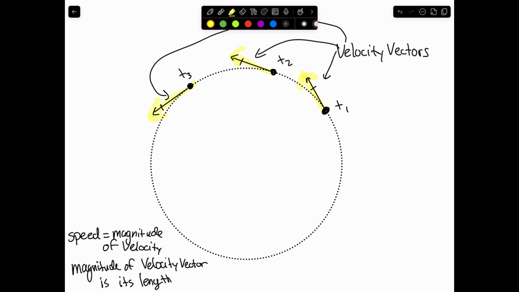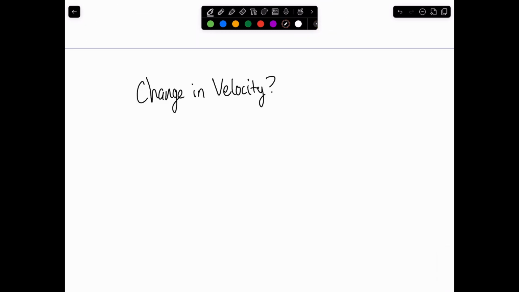Now, I've been saying a lot, oh, velocity's changing. How do we actually quantify this change in velocity? Think back to some earlier concepts. What is change in velocity? Give you a couple seconds to mull it over, and I'll tell you, the change in velocity means acceleration.